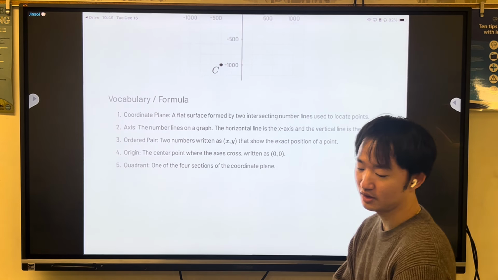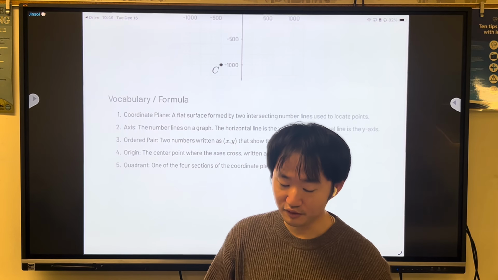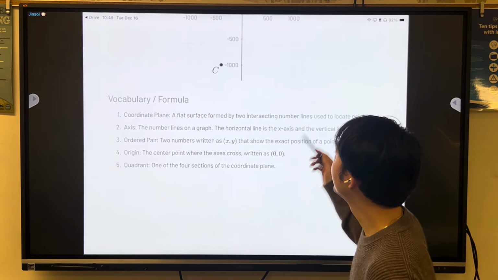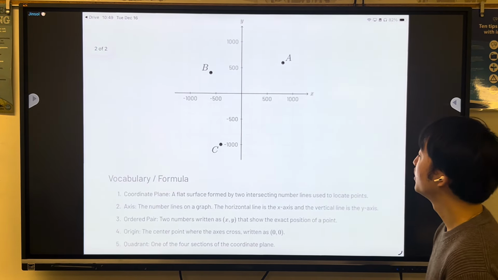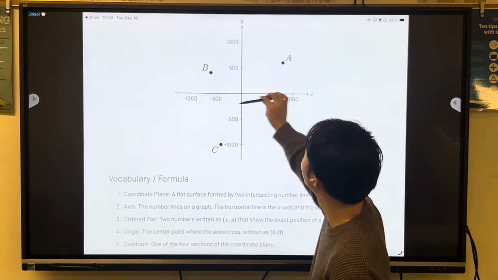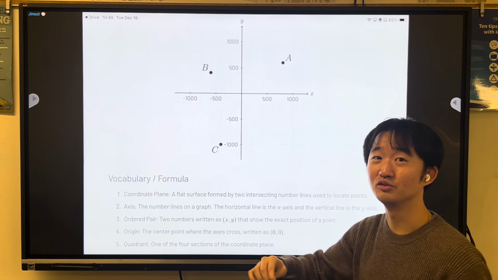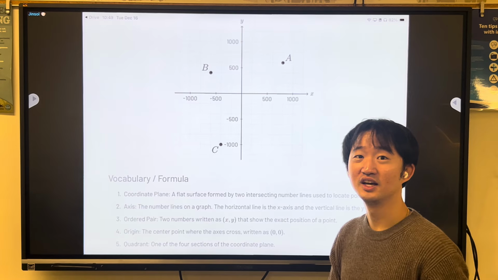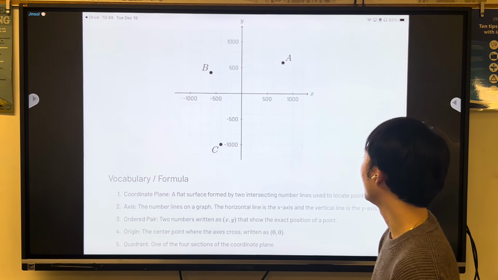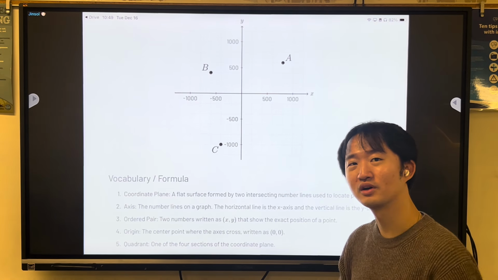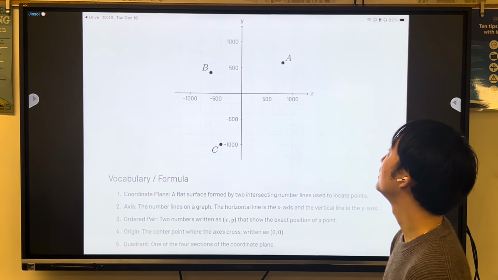So in today's lesson, we covered some vocabulary and the formula. The first one is the coordinate plane. This world is called the coordinate plane. The surface formed of 2 number lines. Remember that we used to have just 1 number line to represent a number? If you add another axis, it becomes a plane. Okay? In other words, we also call it a Cartesian plane.